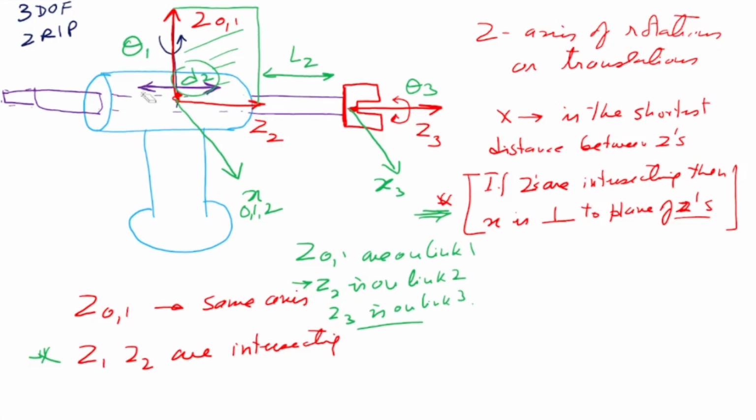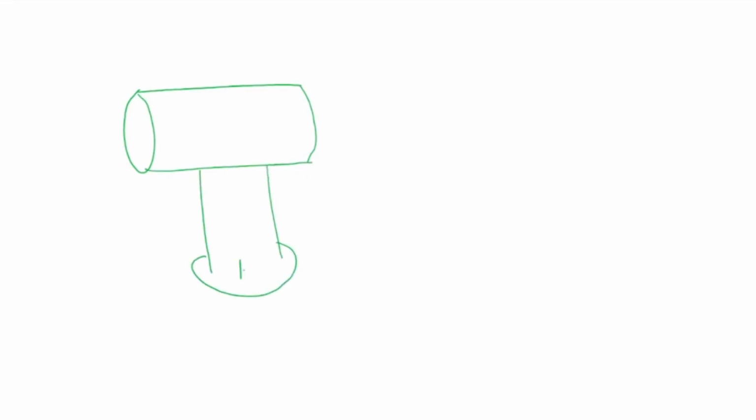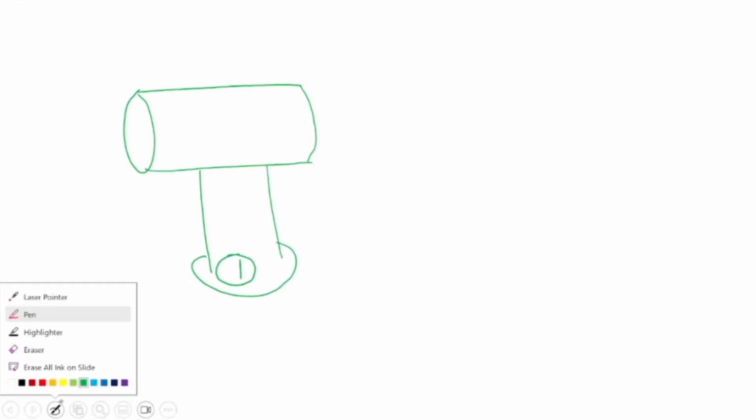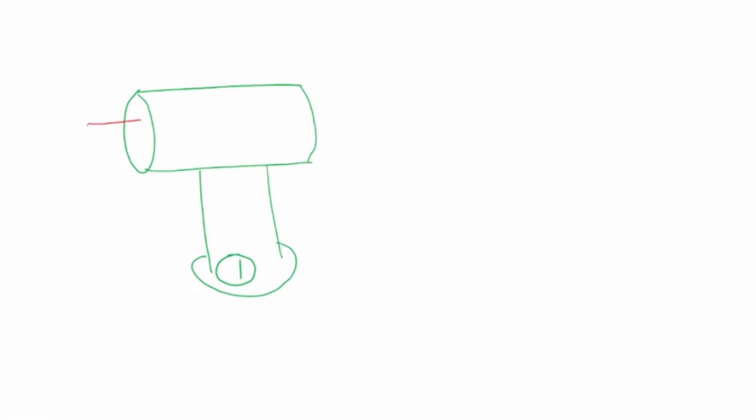Or let me just draw it here to explain this better. This is something that you need to understand. So this is my link 1. Let me mark it as link 1. Then link 2 we have is the red color. It is here, going through like that. And then we have link 3, which is here.